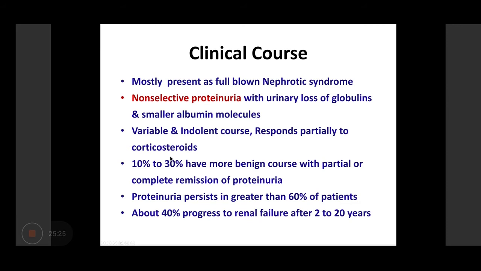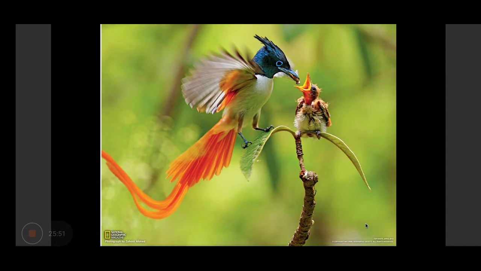Again, this disease is treated by steroids, but the response is not as good as in minimal change disease. For 10 to 30% of these patients, there is some kind of complete to partial response, but in the majority the proteinuria will persist, and eventually about 40% of them will progress to chronic kidney disease over a period of 2 to 10 years. So that finishes off membranous glomerulonephritis.